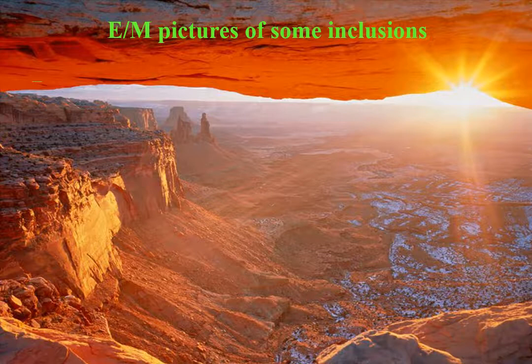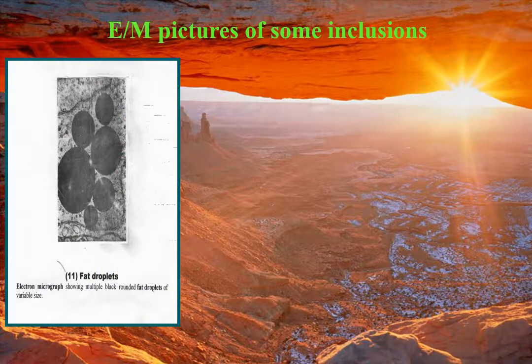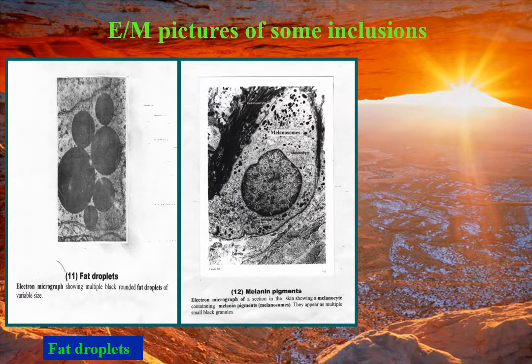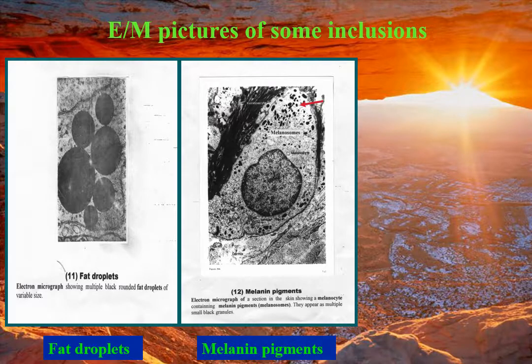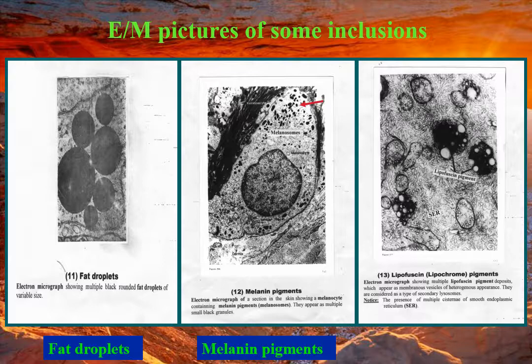Electron micrograph pictures of some inclusions. Fat droplets or lipid droplets appear as electron-dense rounded droplets of variable sizes. Melanin pigments or melanosomes are black pigments present in melanocytes. Lipofuscin pigment deposits are heterogeneous in appearance and thought to represent undigestible residues of lysosomal activity, secondary lysosomes.